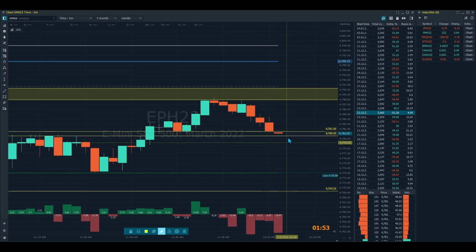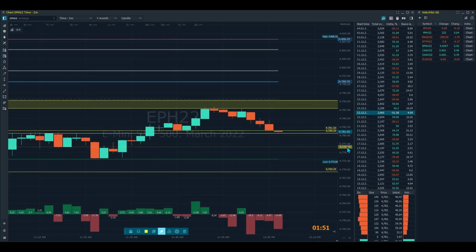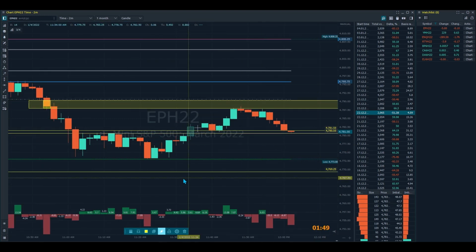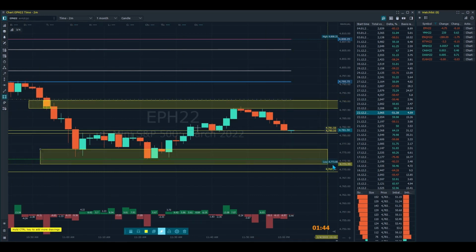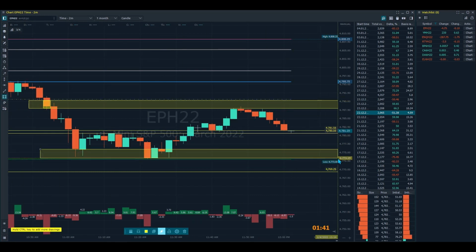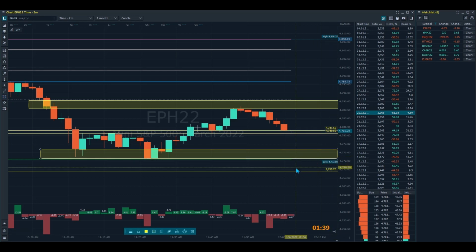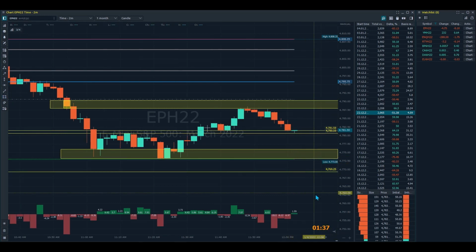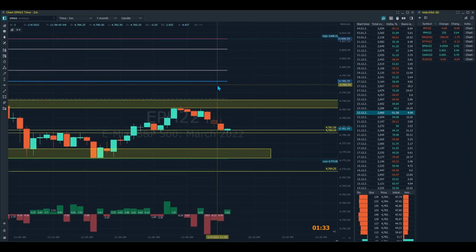Let's see what happens at this level now. Is it going to get past that level? If it gets past this level, it's probably pushing back down towards this area. So I would make this into a zone. And at this level here, we have it into a zone. And then I would look for it to get a bounce right there to the upside. But again, that level I just showed you, that's where we're having an issue.